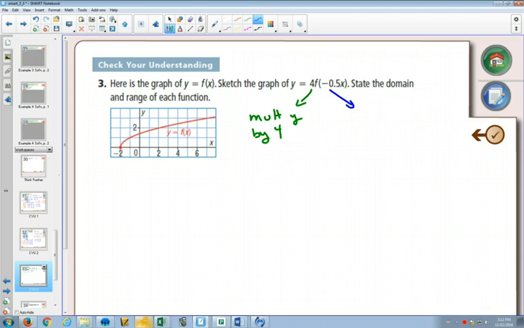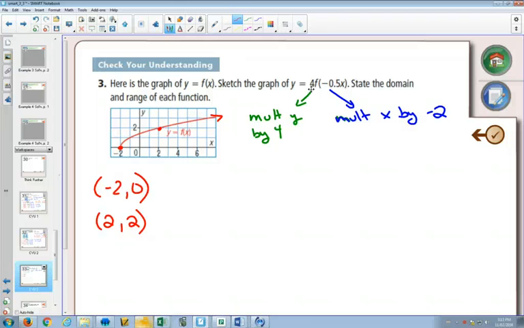The next number we run into is our negative 0.5. That's going to multiply your x by negative 2. So now if we took some key points, the most important point will be this one because that's where our function starts. So for sure we're going to look at what's going to happen at negative 2 comma 0. If we wanted to look at some other points, looks like we've got negative 2 comma 2 there, or sorry, 2 comma 2 as another point.